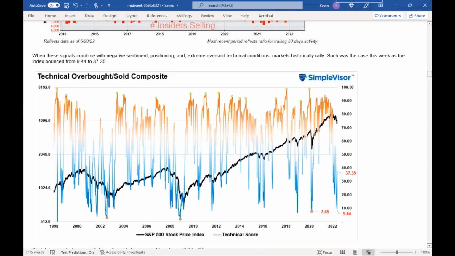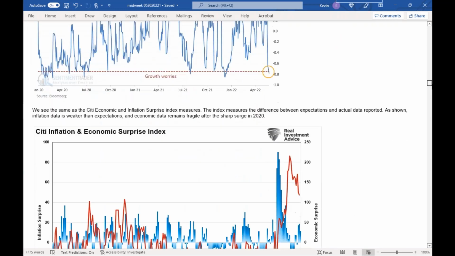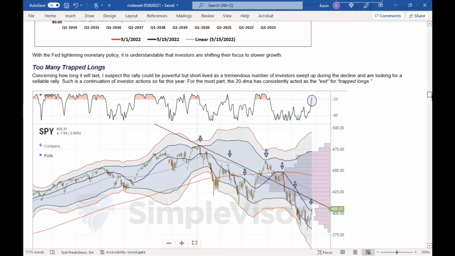I found it interesting that when they were talking about some of this, that it was again, common sense. I don't know how you put a number on it, but I just look at my chart. This week's macro event, the Federal Reserve will probably be less aggressive on monetary policy and improve as expected. Valuations will be priced for slower earnings growth. Common sense. I don't get it. Let me go to what I pointed up last time, though.